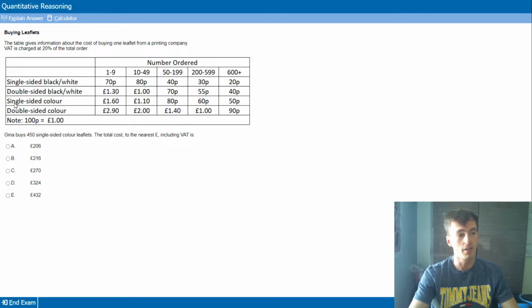So let's have a look. She's buying single-sided colour leaflets, so it's this column right here. And then we have the number ordered. It's 450, so it'll be within this bracket, 200 to 599. So we can see that each one is going to cost us 60p. So let's do the calculation.